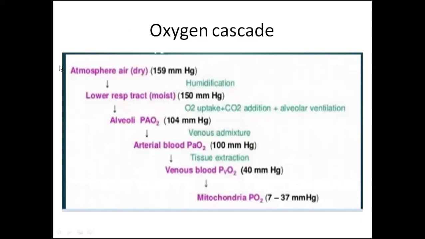So this is the oxygen cascade, and you start with the atmospheric air. It is like 21% oxygen in the atmospheric air. Then down at the lower respiratory tract, it will become 150, and at the alveolar level it is 100, and on the arterial side it is 100, and it moves to the tissue side because the tissues extract the majority of the O2. So your venous blood O2 will be less, around 40%, and at the mitochondrial level it will be even less.